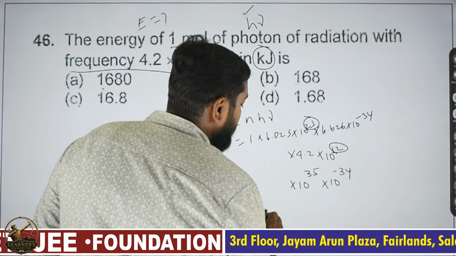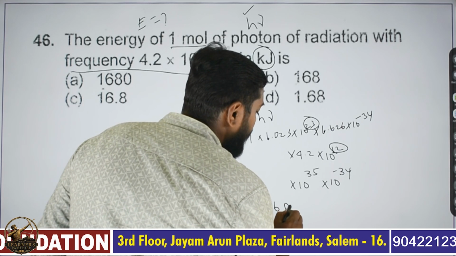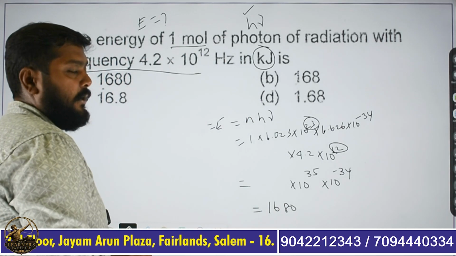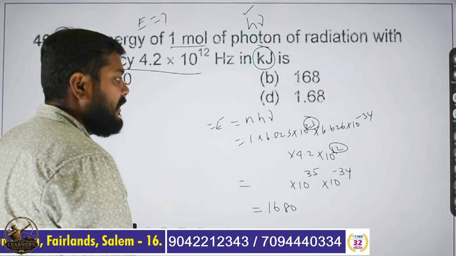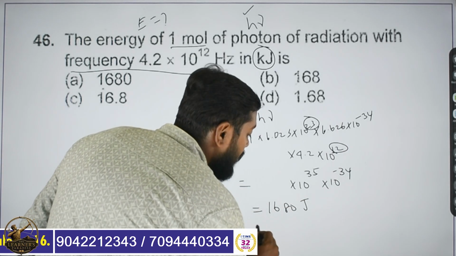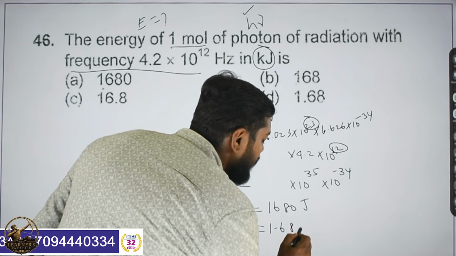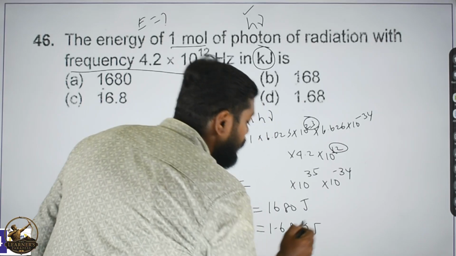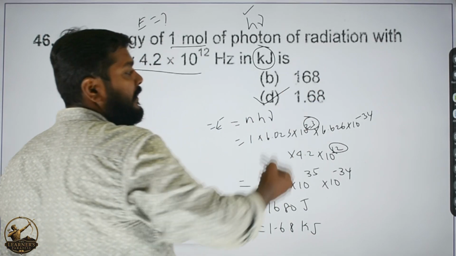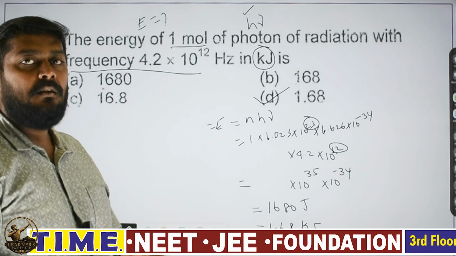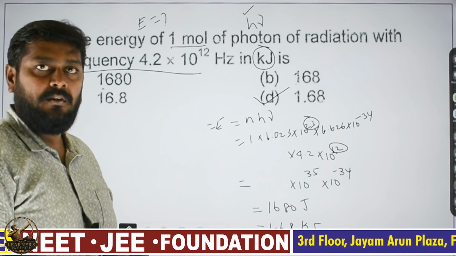If you substitute this, you will get 1680 ன்னு கிடைக்கும். You will get 1680 joules ன்னு கிடைக்கும். But you are asked to give the answer in kilojoules. அப்போ you will get 1.68 kilojoules. That is going to be your option 4, right?